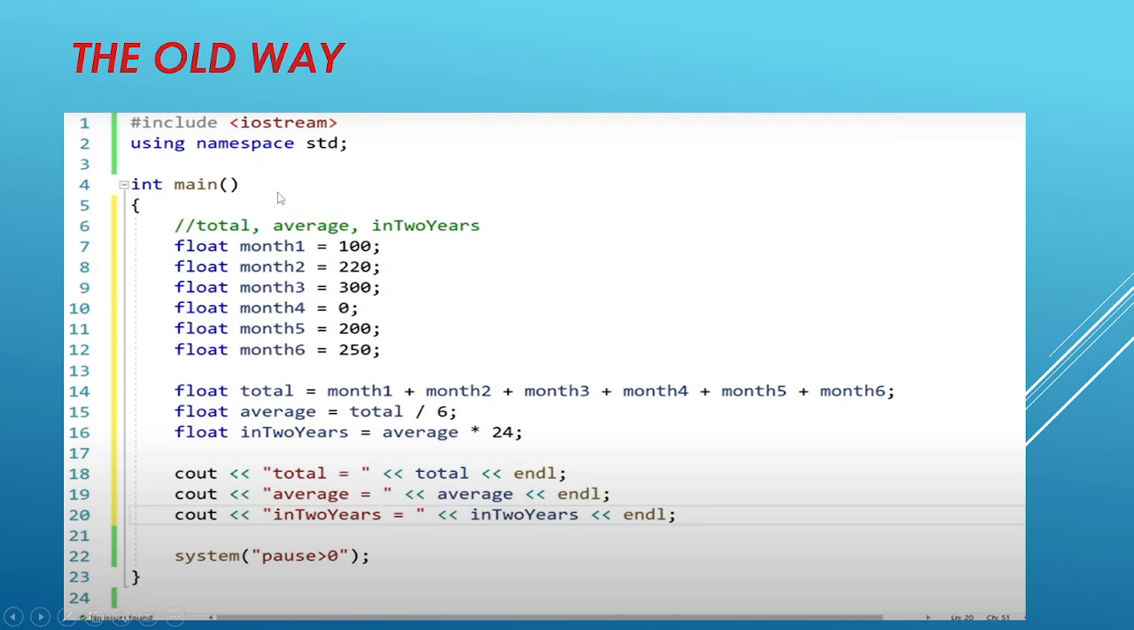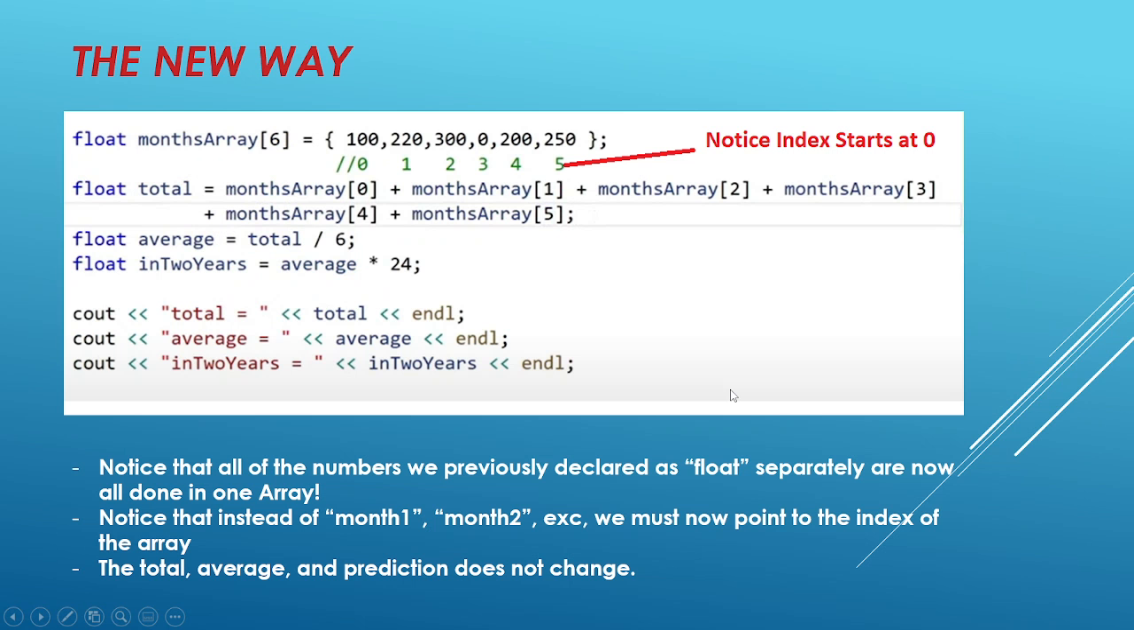Now your total has to be changed. Before, your total was month 1, because here's month 1. Month 1 was a float. Month 2, float. Month 3, you just added all your months up, just like so. But now, there are no months. Nothing is declared as a month, there is no month 1 being declared anywhere.